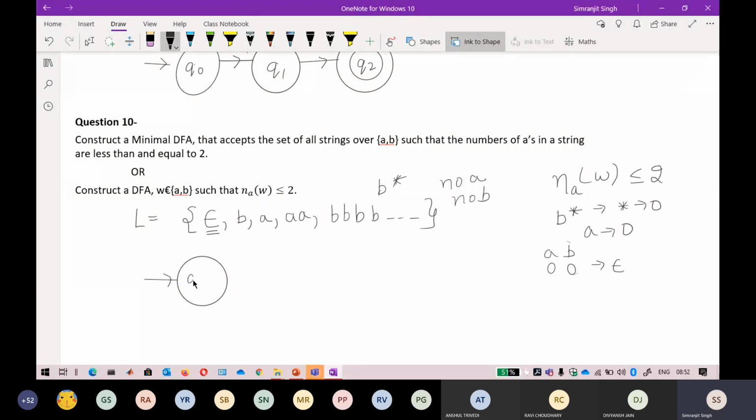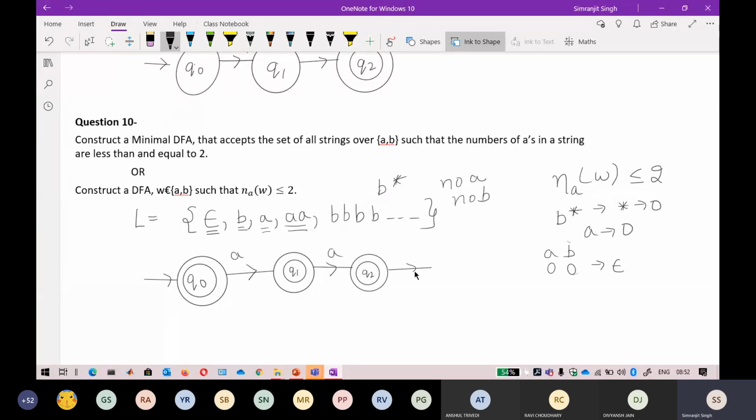I will start with the initial state q0, and I will go for the smallest string, that is your epsilon here. To accept epsilon, you know that we have to make the initial state a final state. After that, go for the smallest string again here. It can be a. This smallest a should be accepted, so this is your final state again. In the same way, two a's should also be accepted. So two a's is again accepting. This is your state q2.